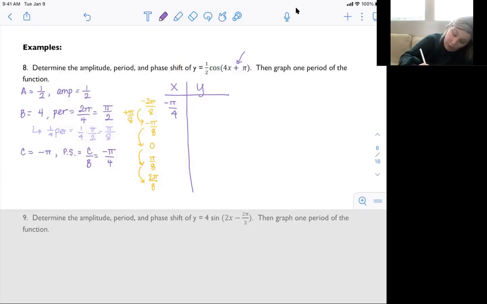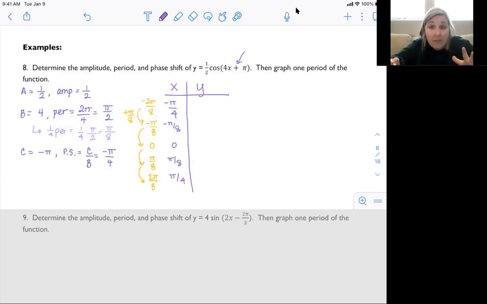Okay, so negative pi over 8, that does not simplify. 0 does not simplify. Pi over 8 does not simplify, but 2 pi over 8 does. Okay, now we can check pi fourths minus negative pi fourths, the last x minus the first x. And if I subtract that, I do get pi halves, which is the length of the period. So we know we've done it correctly.